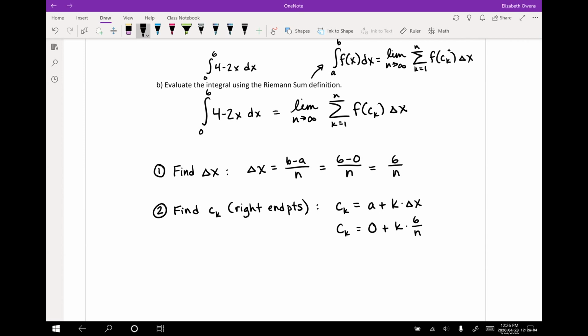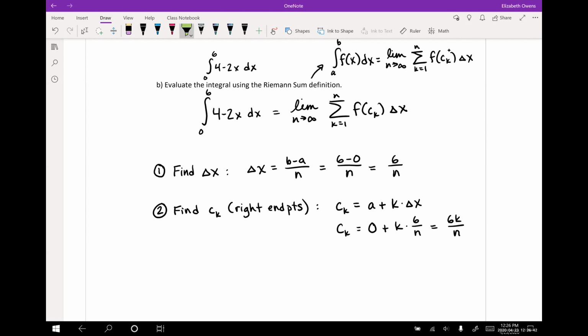And k doesn't have a value here either. Notice how k is our index on our summation. So that's just counting through the rectangles. So like k equals 1 is the first rectangle, and then k equals 2 is the second rectangle. And we're adding up ultimately an infinite number of rectangles. So we're leaving the k in here as well. So we just say this is 6k over n. All right, so there's our ck values.